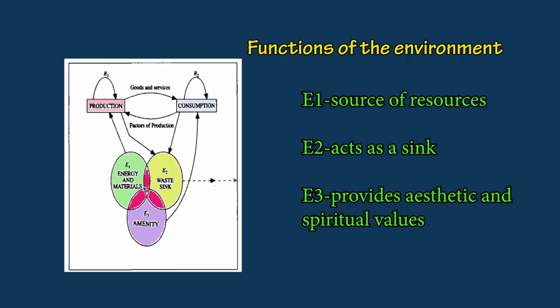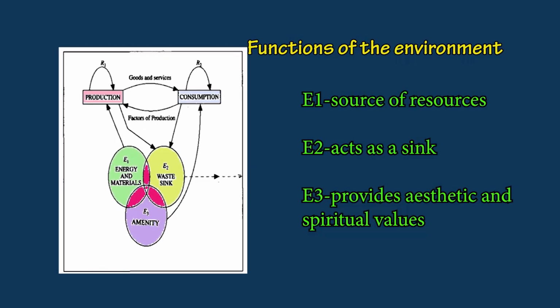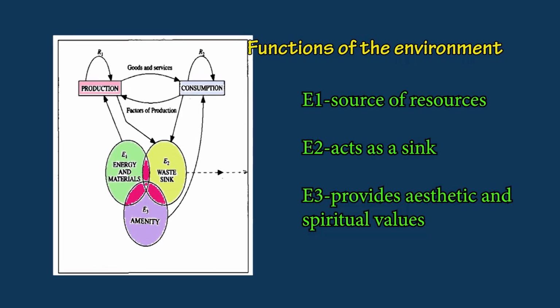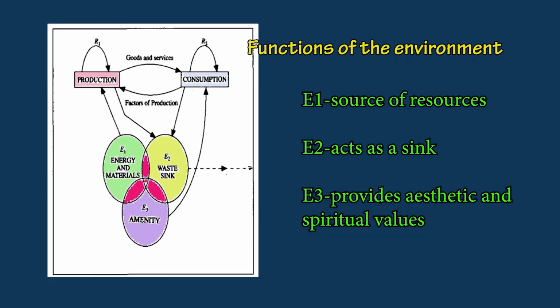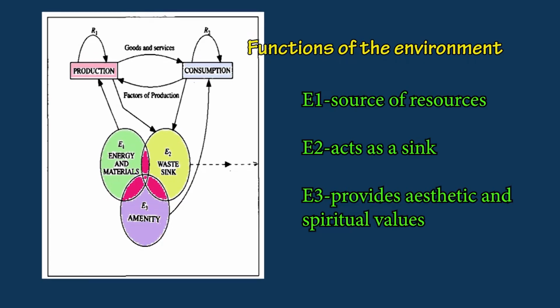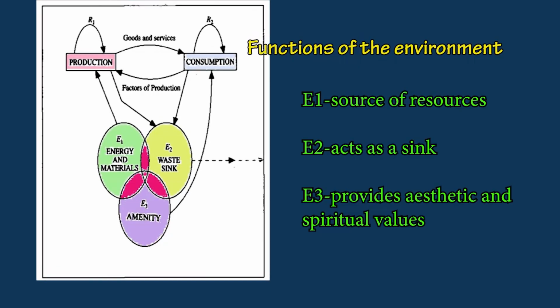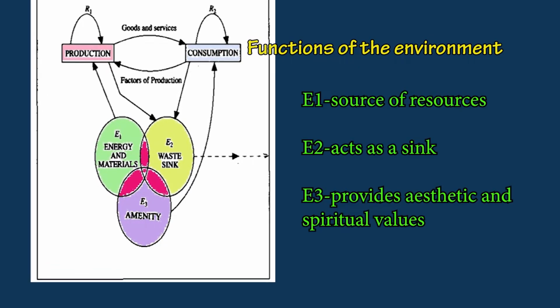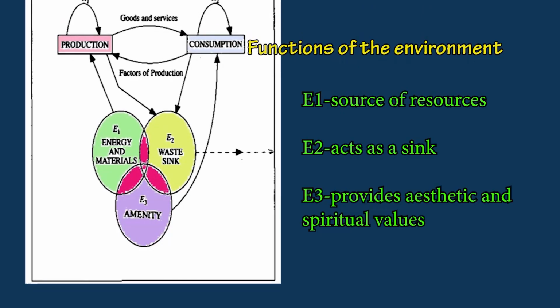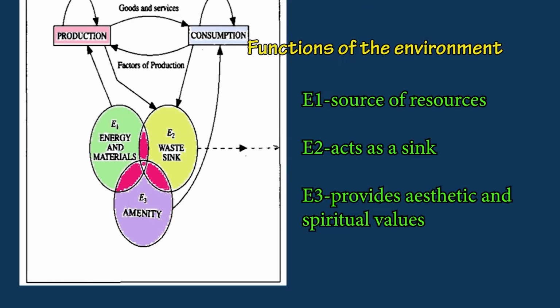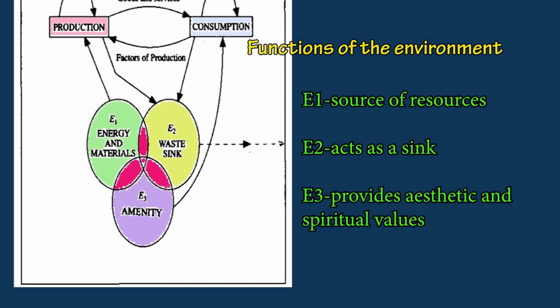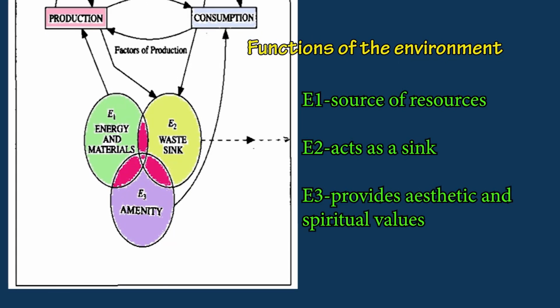So, we have ultimately three major functions of the environment. I'll show a diagram here. In this diagram, we have three circles, E1, E2, E3. E1 shows the function of the environment where it is supplying the resources. E2 shows the function of the environment where it acts as a waste sink. And E3 is the function of the environment where it provides aesthetic and spiritual values.